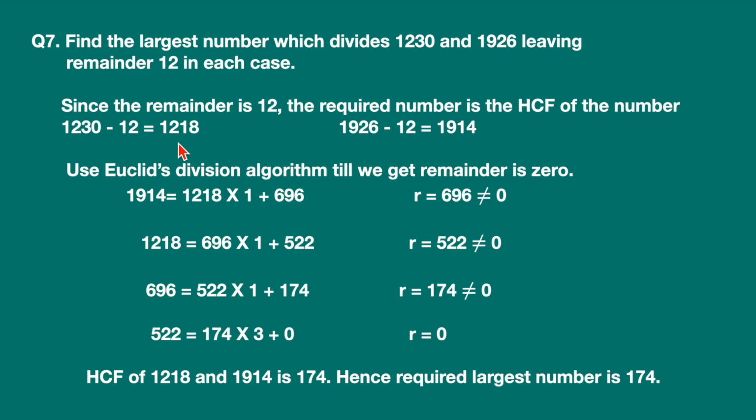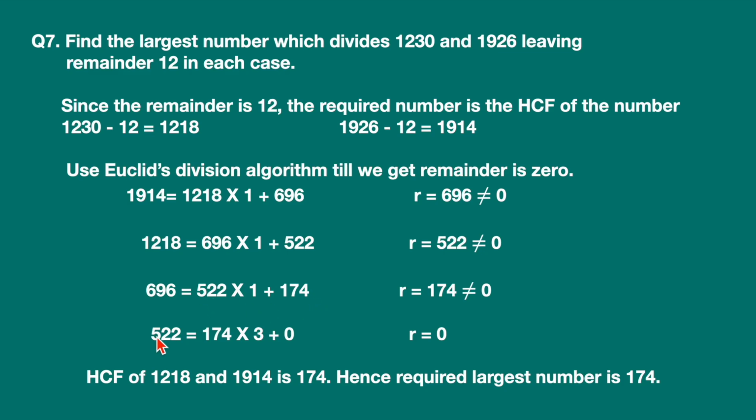Now the bigger number is obviously 1914. So write it: 1914 is equal to 1218 multiplied by 1 plus 696. It's not equal to 0. So again 1218 is equal to 696 into 1 plus 522. Again we have to do 696 is equal to 522 multiplied by 1 plus 174.